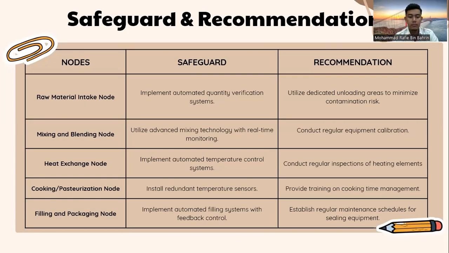For cooking or pasteurization node, the safeguard is to install redundant temperature sensors, and the recommendation is to provide training on cooking time management. And the last one is the filling and packaging node. The safeguard is to implement automated filling system with feedback control, and the recommendation is to establish regular maintenance schedule for sealing equipment.